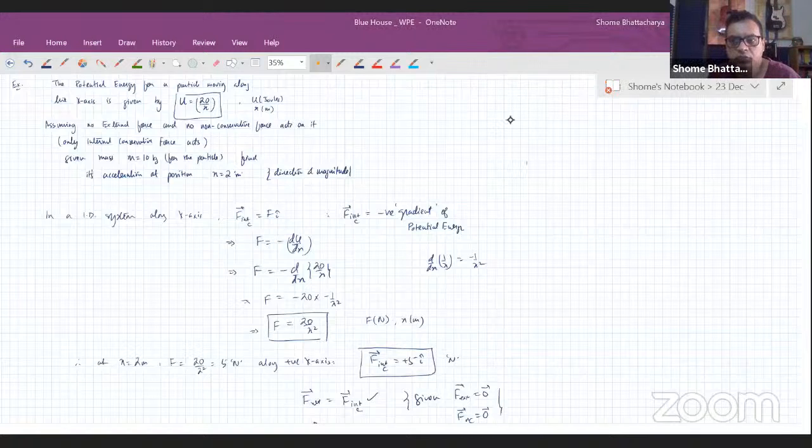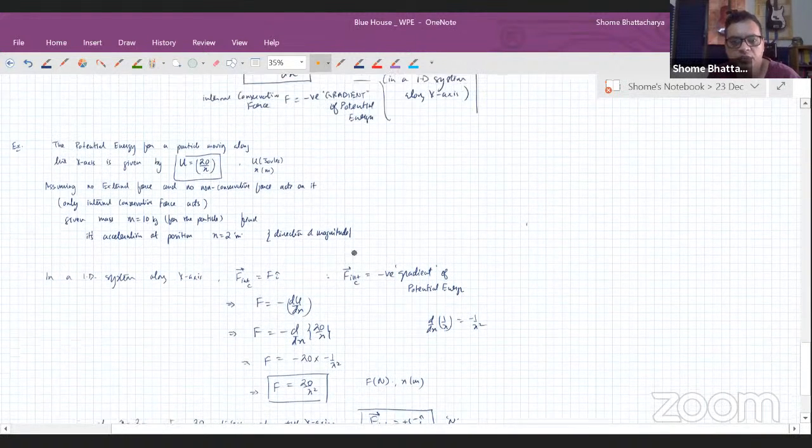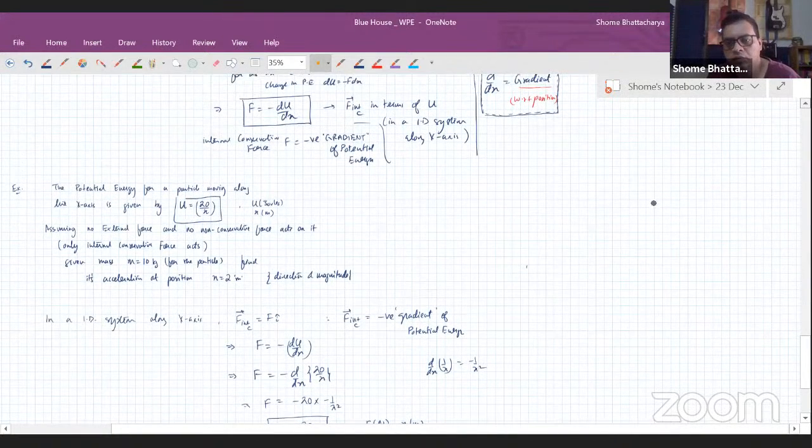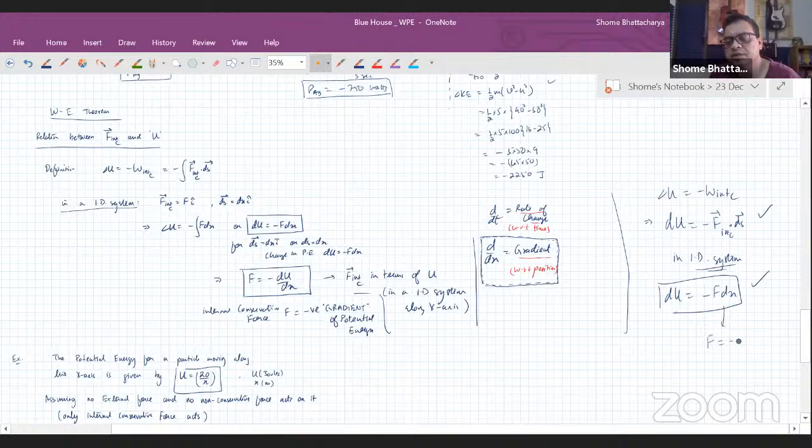How did we get this? It just comes from the reverse of this definition. You're defining delta U as the negative of work done by the internal conservative force. So that means dU is minus F internal conservative dot ds. So in a 1D system, in a situation which is one dimensional, this becomes minus F dx. So this relation's reverse is that F is minus dU by dx.